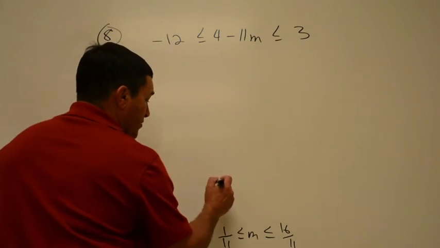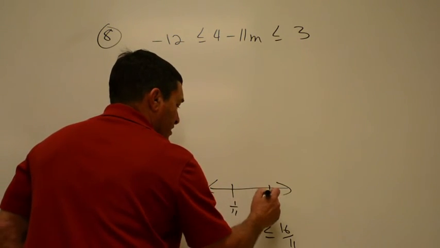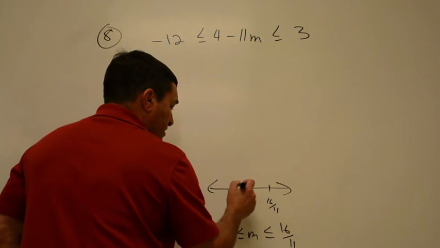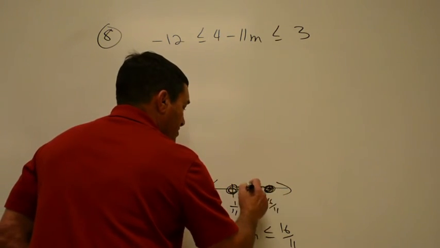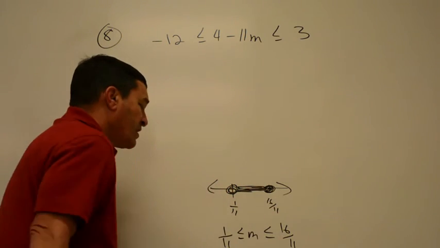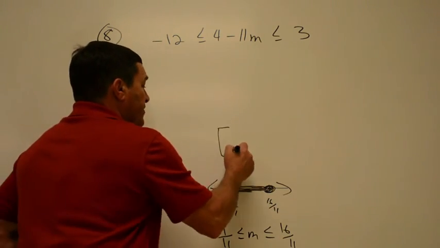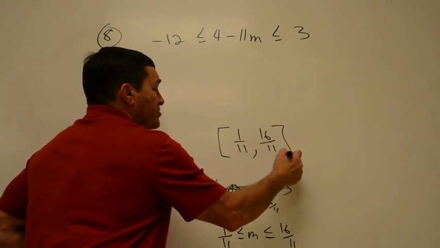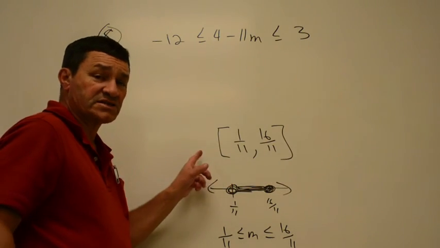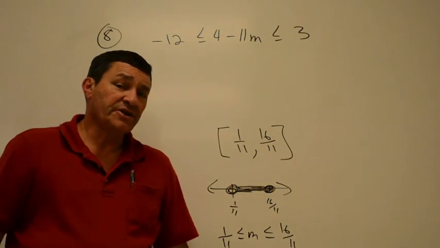So all numbers between 1/11th and 16/11ths, the 1/11th is on the left, the 16/11ths is on the right. It's greater than or equal to and less than or equal to, so solid circles, and there you go. And then finally, how would you write that answer using interval notation? Everything from 1/11th to 16/11ths, and notice we use the brackets on both sides because we include the endpoints. And there's your lecture on linear inequalities.